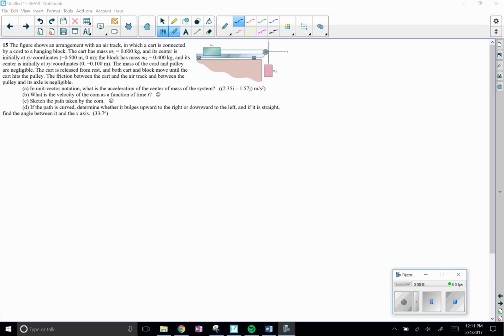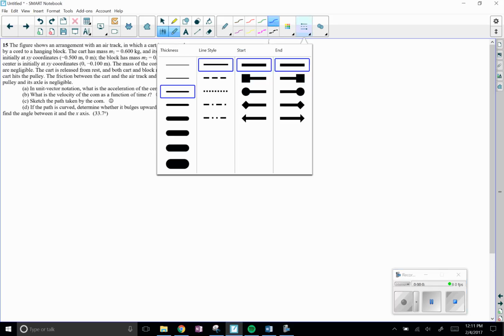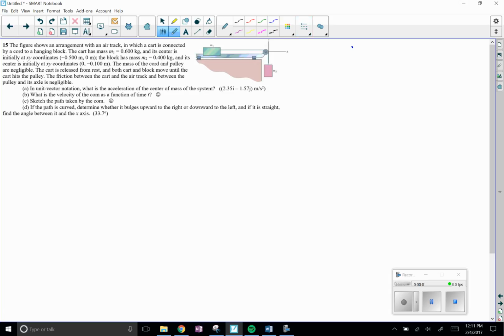All right, here we go. This is problem number 15 from chapter 9 of the Halliday and Resnick book. So we've got this system over here. We are told that M1 is 0.60 kilograms, and we are told that M2 has a mass of 0.40 kilograms, and we're trying to find out a bunch of stuff. Okay?